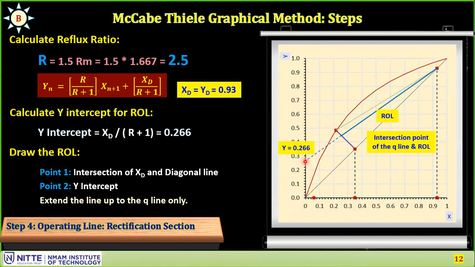Using point number 2 and point number 1, connect them, and you see that it intersects the Q line somewhere in between the diagonal line and the pinch point. In between the pinch point and diagonal intersection, somewhere in between it intersects. Which one? The Q line and the rectification operating line. So this is your dark blue line. This one is the operating line for the rectification section. That's the end of step 4.